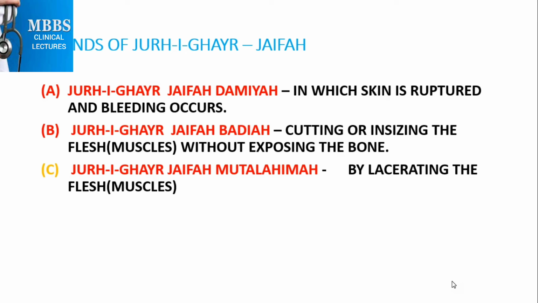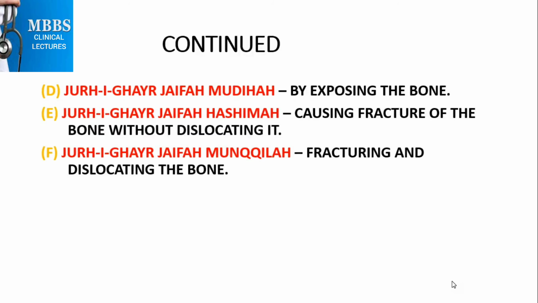Jara Ghair Jaifa Damiya, number 1. Number 2, Jara Ghair Jaifa Badiya. Number 3, Jara Ghair Jaifa Mutalahima. Number 4, Jara Ghair Jaifa Mudiha. Number 5, Jara Ghair Jaifa Hashmiya. And number 6, Jara Ghair Jaifa Munakila. 6 types, but just for your ease and telling you that out of these 6 injuries as Jara Ghair Jaifa, last 3 are same.